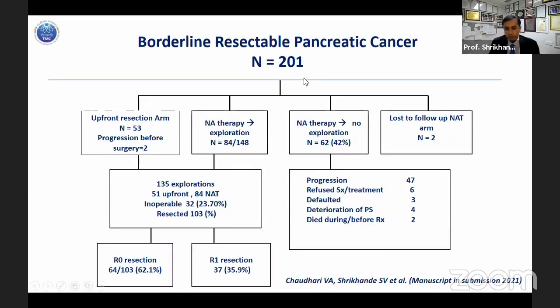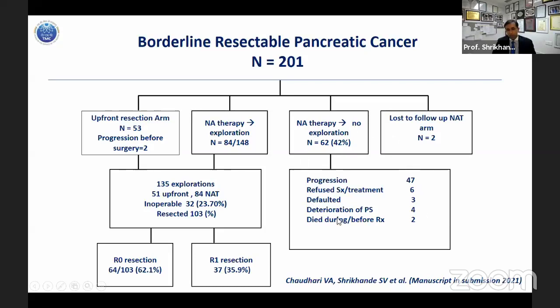What about our own data? We are working on this manuscript, which would be submitted anytime in the next 48 hours. 201 cases of resectable, borderline resectable pancreas cancer. And you can see that we do some cases which are upfront. Overall, 135 explorations. A lot of them have had neoadjuvant and explorations, and we have resected 103 of these. The R1 rate is 35, while the R0 is 62%.